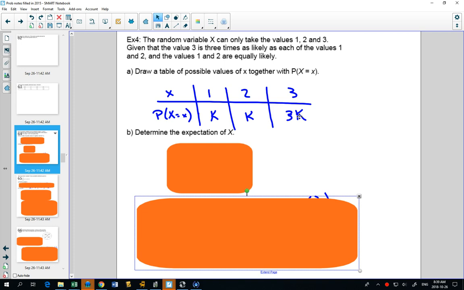Yes? In my book it says 2 times as likely. It says 2 times as likely in yours, and mine says 3 times as likely? Okay, we'll change it to 2 times as likely.